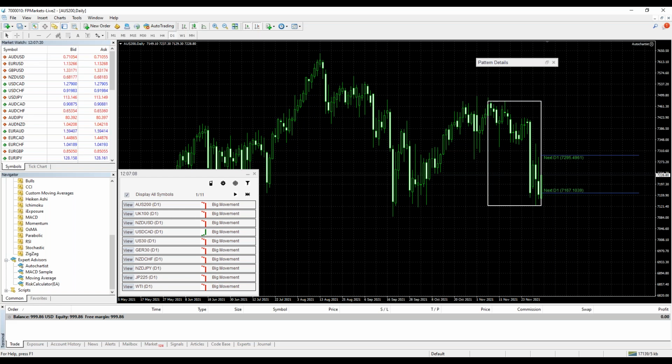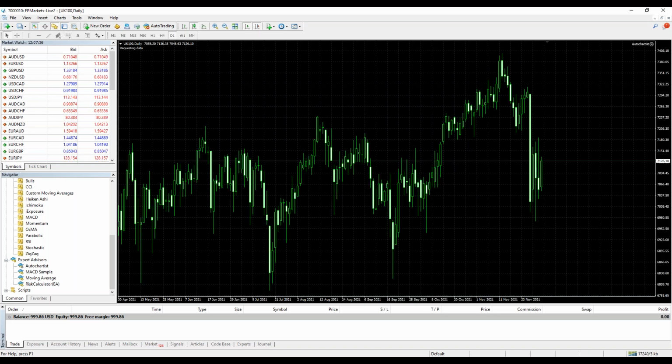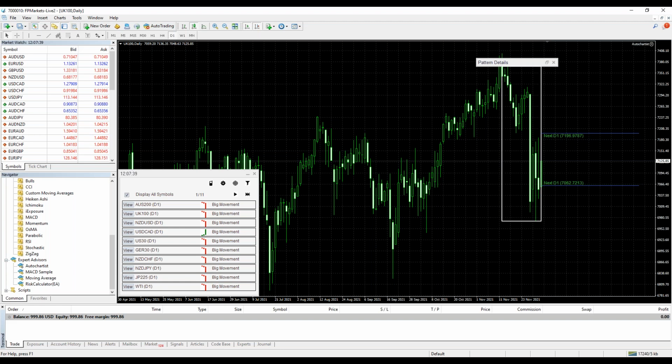What this is telling us here is that the Oz 200, which is the primary Australian index for the Australian market, has moved on the daily candles. You can see it says D1, a very, very large movement down. Same thing for the UK 100, an absolutely massive move down over the last few days.